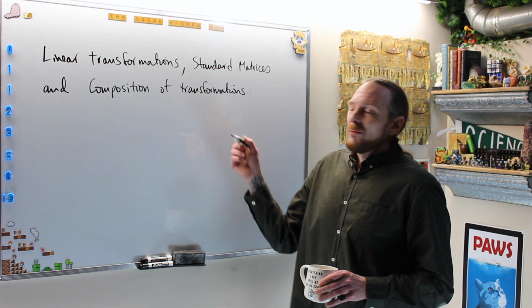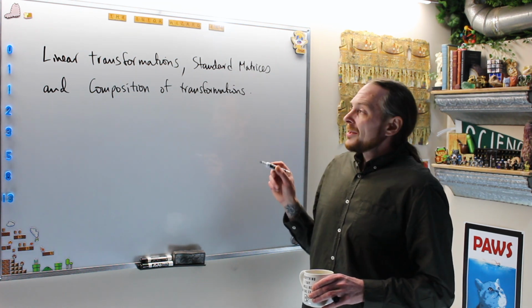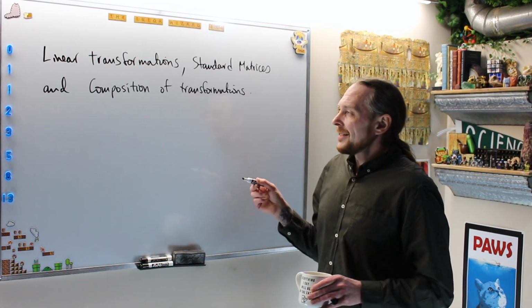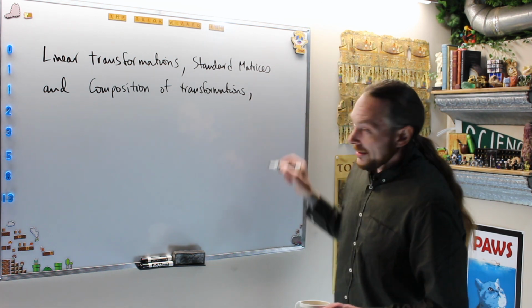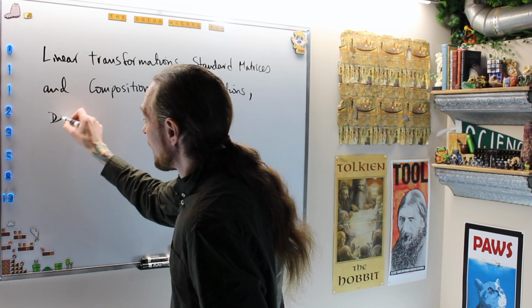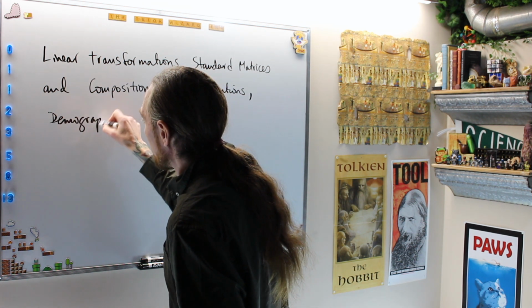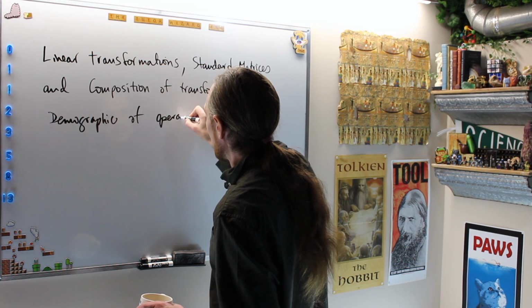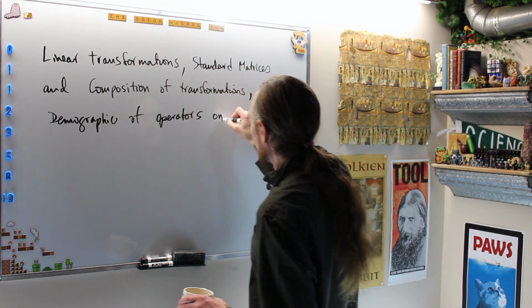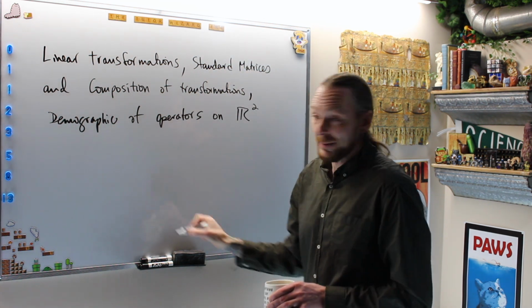What are we going to do? Linear transformations again one more time. The standard matrices one more time. I'll recap from what we did last time, and then we'll do composition of transformations. And one other thing I'm going to squeeze in there, we're going to give you a demographic of operators on R2. What do we mean by that?